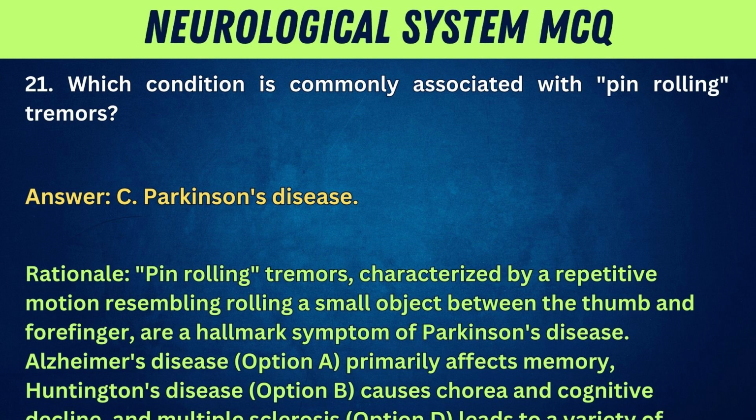Rationale: pin rolling tremors, characterized by a repetitive motion resembling rolling a small object between the thumb and forefinger, are a hallmark symptom of Parkinson's disease. Alzheimer's disease, option A, primarily affects memory. Huntington's disease, option B, causes chorea and cognitive decline. And multiple sclerosis, option D, leads to a variety of neurological symptoms, but not typically pin rolling tremors.